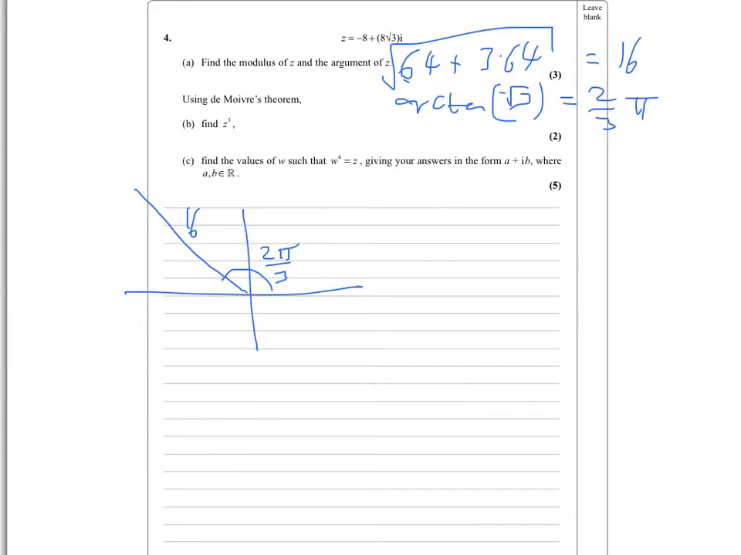Now I'm going to find z cubed. When we cube a complex number in modulus argument form, we simply cube the modulus to get 16 cubed, which is 4096, times, now we need to multiply the argument by 3, which gives 2 pi. Cosine 2 pi is 1, I sine 2 pi is 0, so it's just 1, so the answer is 4096.